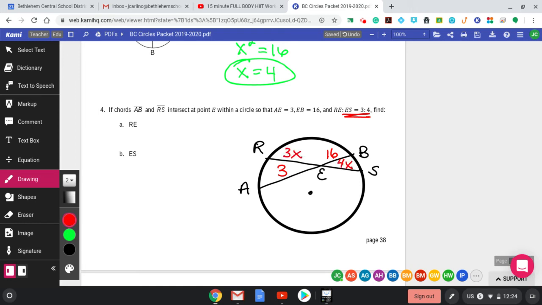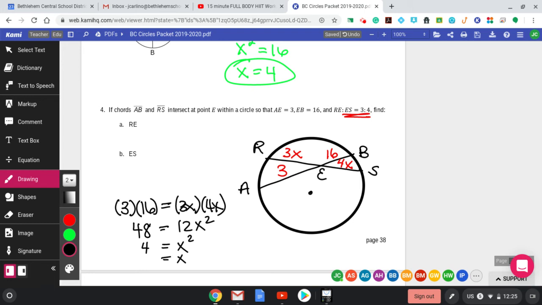All right, so we have two chords that intersect, correct? We have two chords that intersect each other, so ready? Take one. Product of their parts, 3 and 16, equals the product of the other chord's parts, 3x and 4x. So I have 48 equals 3 times 4 is 12, x times x, x squared. Divide both sides by 12. X squared equals 4. X equals plus or minus 2, but I only want the plus part, so 2.